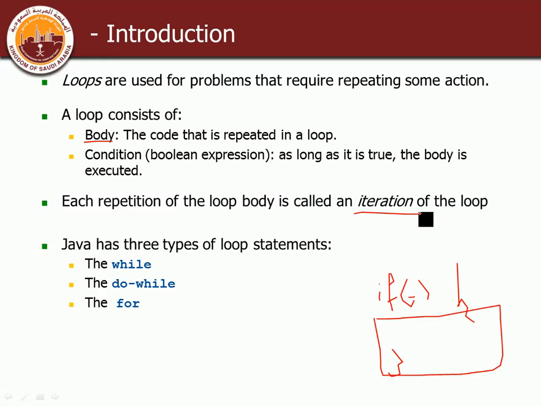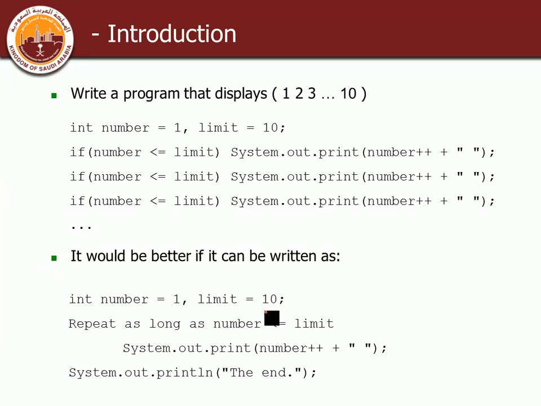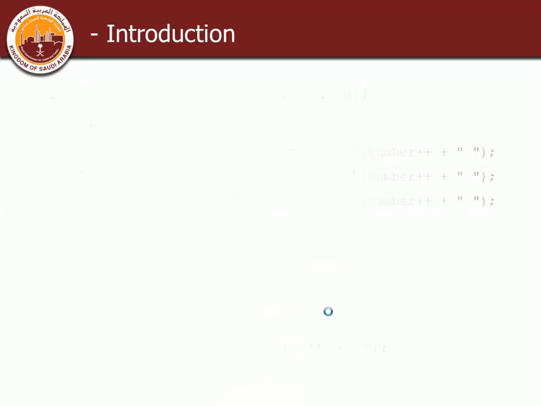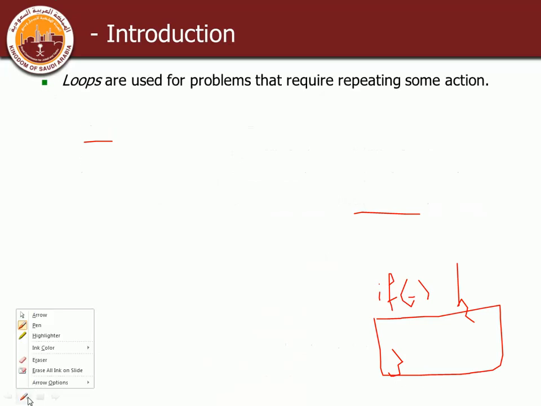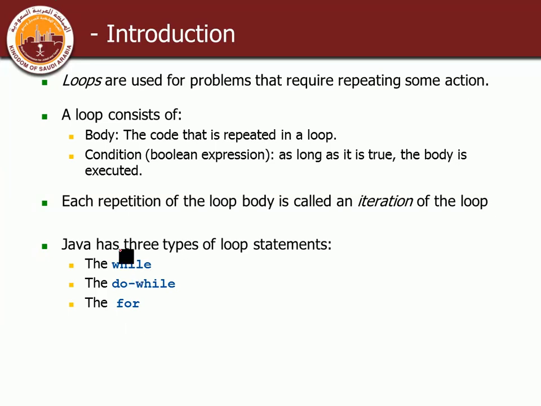For example, if I ask you a question about my previous example, how many iterations this loop is doing, you have to calculate how many times it repeats. So in this case, 10 times. It repeats when 1, 2, until 10. So 10 times. So this is called the iteration. So this being said, there are three types of loops. Today we're going to focus only on this one, while.